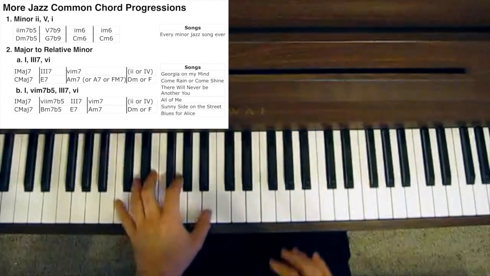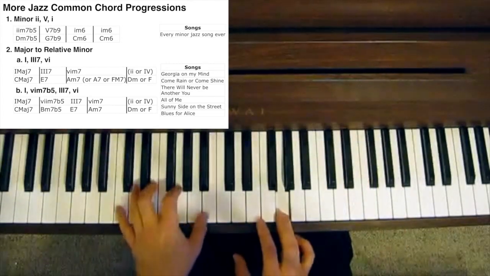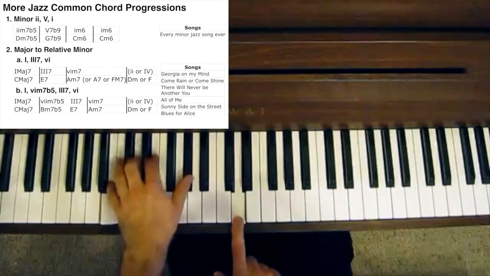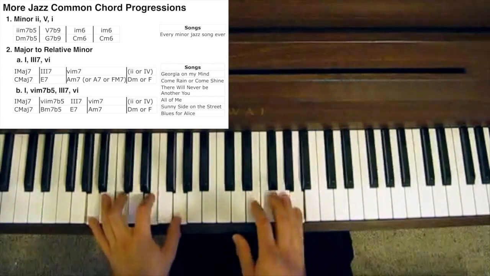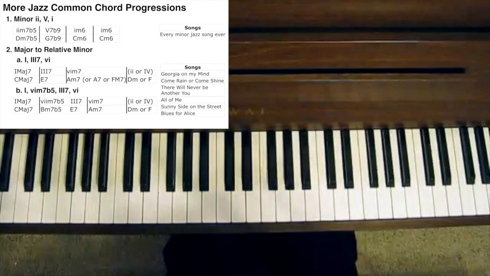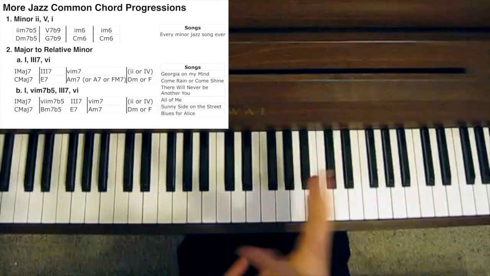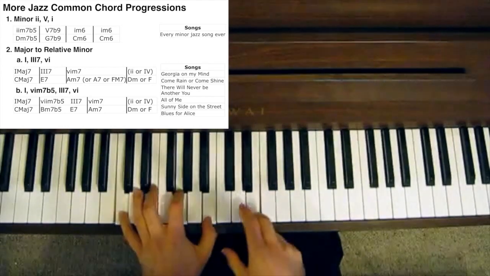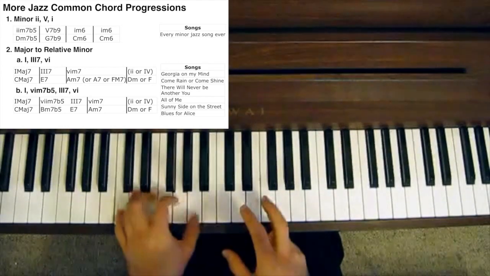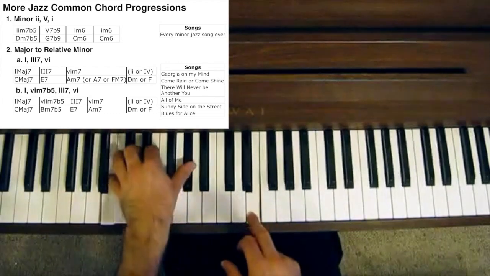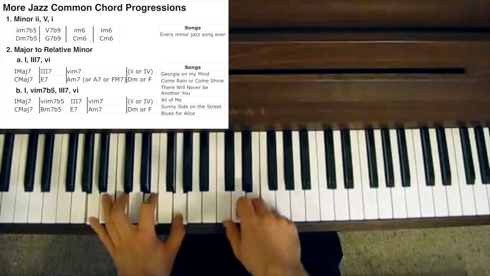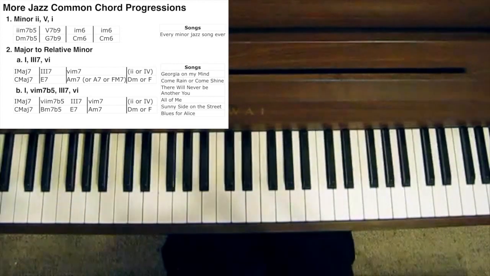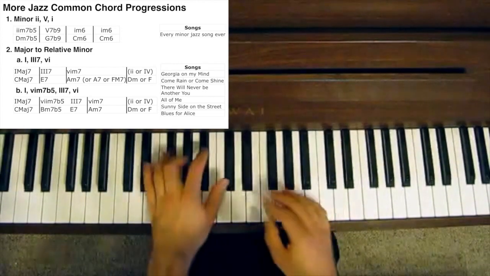So again, Georgia on My Mind. And so on. But then obviously there are songs that use that exact chord progression, like Come Rain or Come Shine. Or There Will Never Be Another You in the key of E flat.